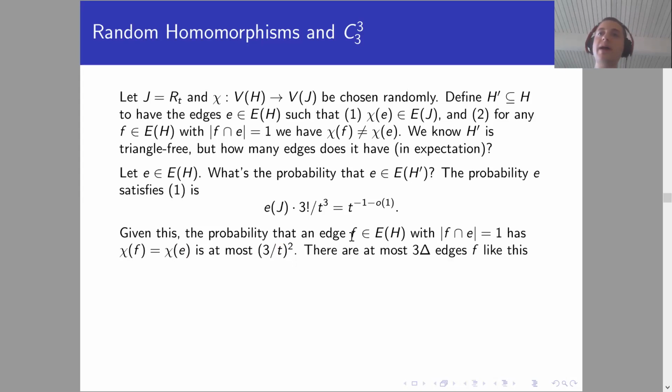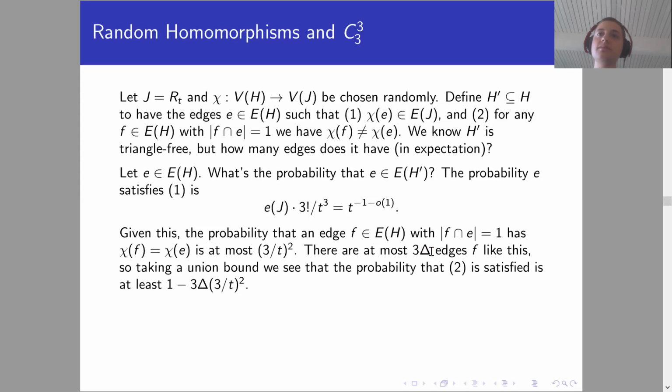And the number of bad edges F which intersect E in exactly 1 spot is at most 3 times the maximum degree in H, because each vertex in E is intersected in 1 spot by at most the number of edges that contain that vertex, which is the maximum degree. So if we take a union bound over this bad event of 2 of these edges mapping to the same edge, we get that the probability that 2 is satisfied is at least this quantity here. And if you do some optimization, you can take T to be about delta to the 1/2 to get that this probability is at least a half.